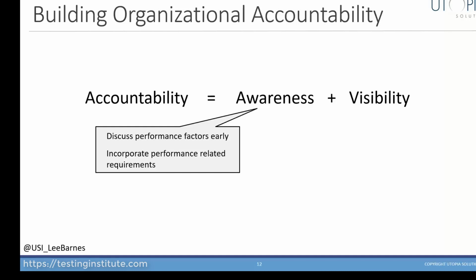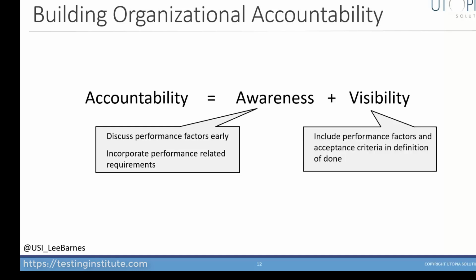We also need visibility. Awareness is one thing, but again, if we're not constantly reminded of how important performance is, it's likely going to slip into the background. I found the best way to keep performance visible is to ensure that our definition of done requires us to document those performance factors and performance-related acceptance criteria as part of our stories. But remember, some criteria you may not be able to prove until you've got a more production-like environment.